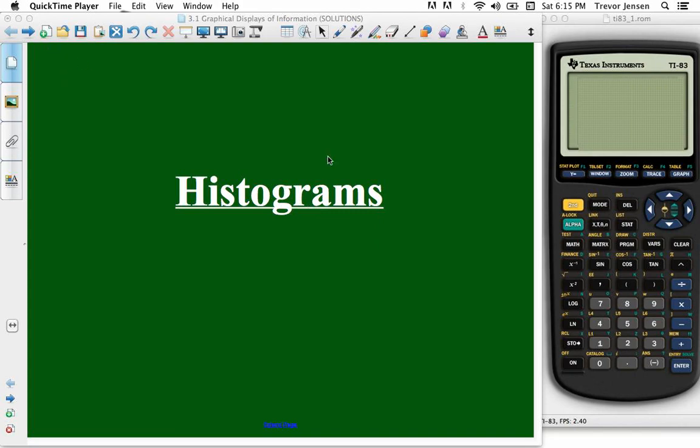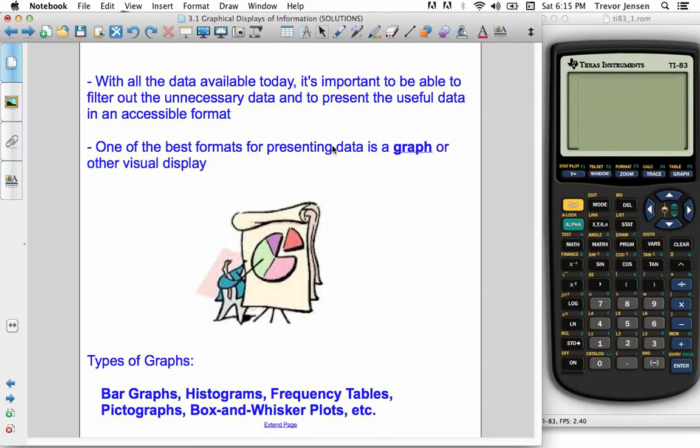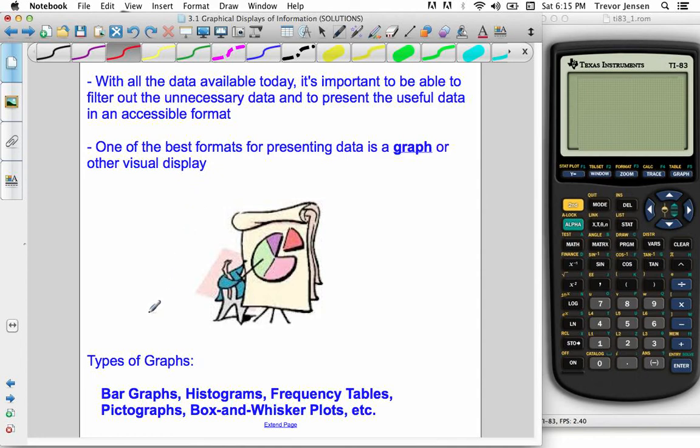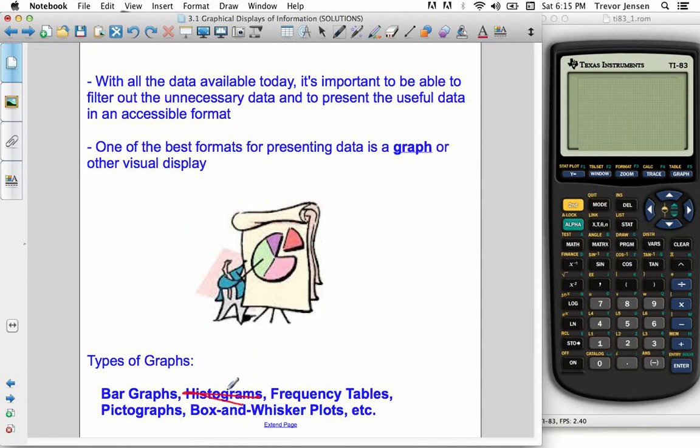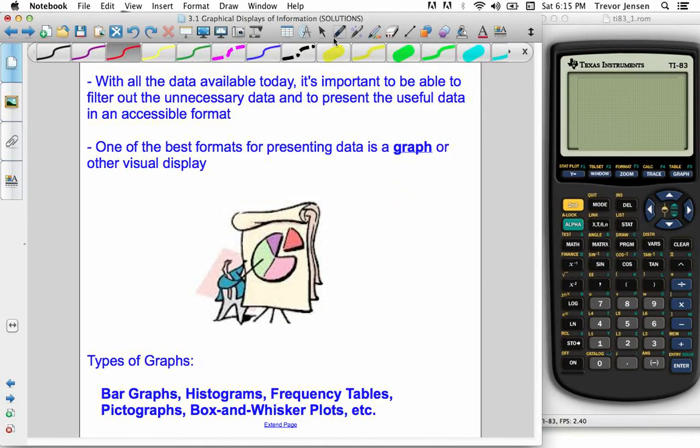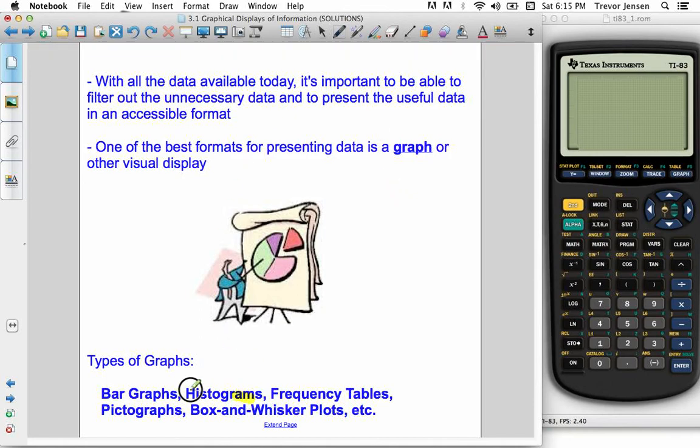Okay, here's a quick tutorial on how to make a histogram. So in our data management course, we display data using lots of different types of graphs, such as bar graphs, histograms, pictographs, box and whisker plots, and lots of other ones. But this tutorial mainly focuses on how to display data using a histogram.